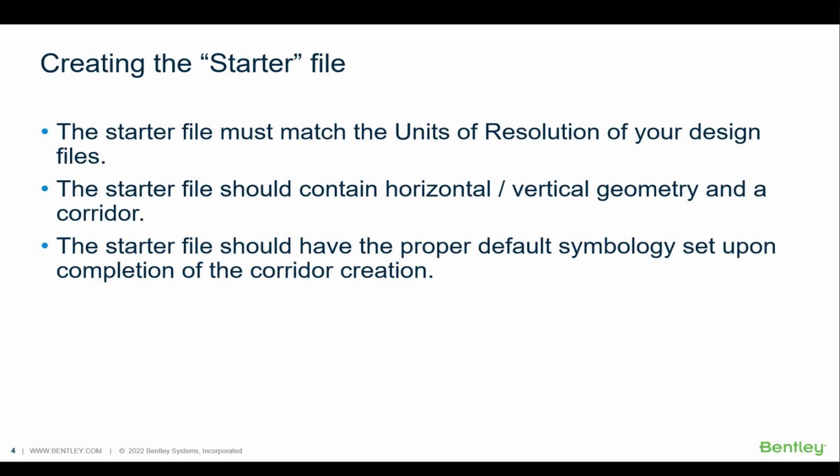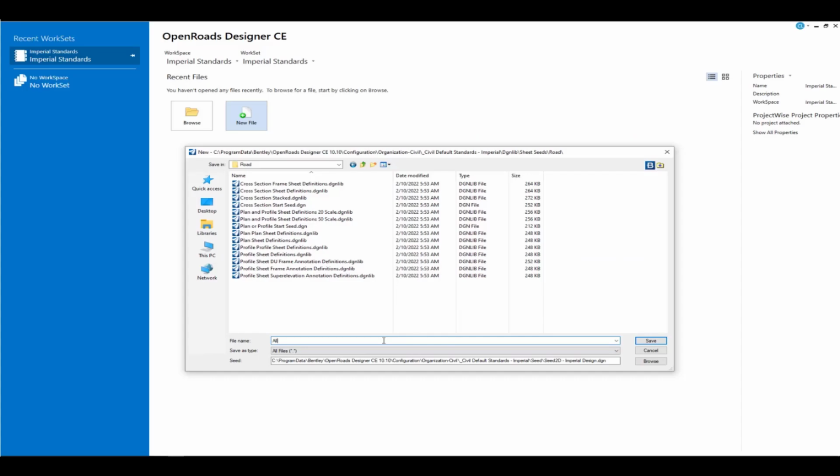We're going to get started by creating our starter file. The starter file must match the units of resolution of your design files, should contain both a horizontal and vertical geometry and a corridor, and it also should have the proper default symbology set up to complete the corridor creation. Let's get started by creating a new file using our seed file from our workspace to make sure that all of the units are the same.